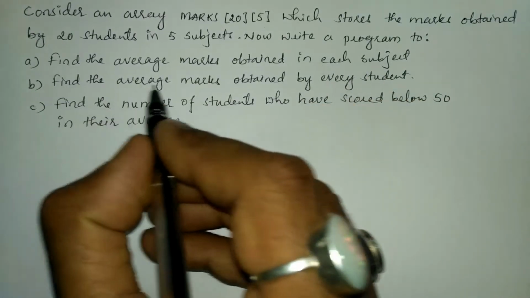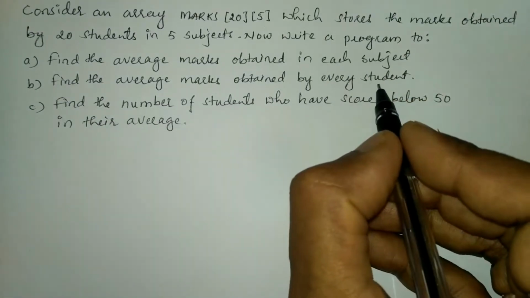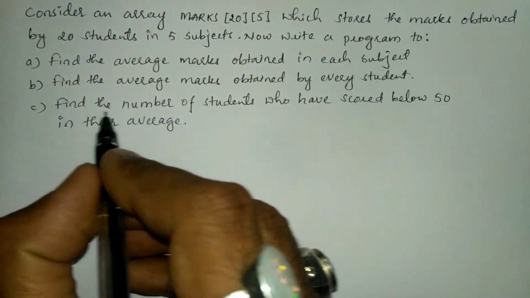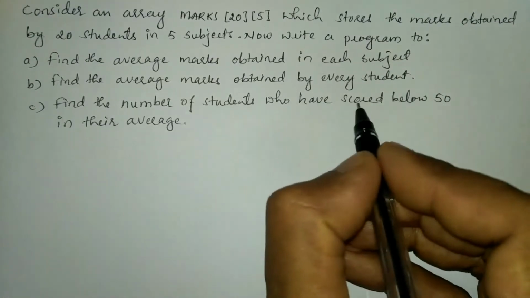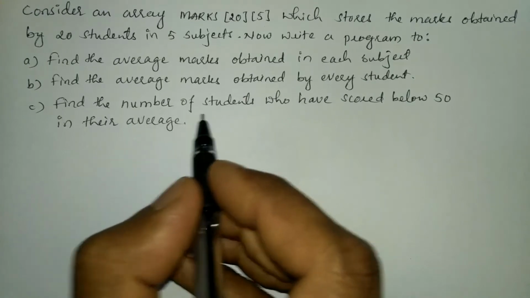B. Find the average marks obtained by every student. C. Find the number of students who have scored below 50 in their average.